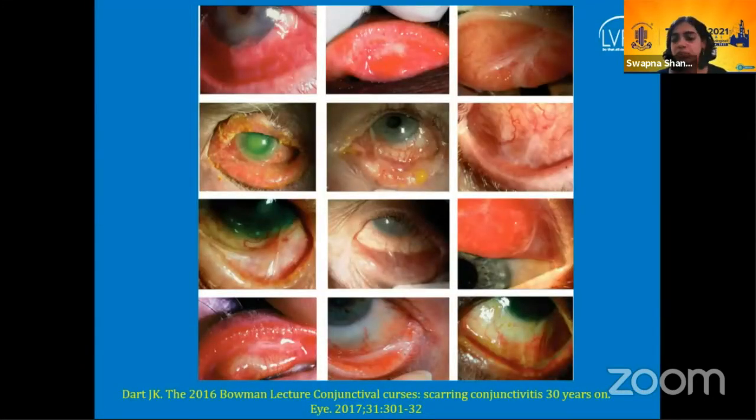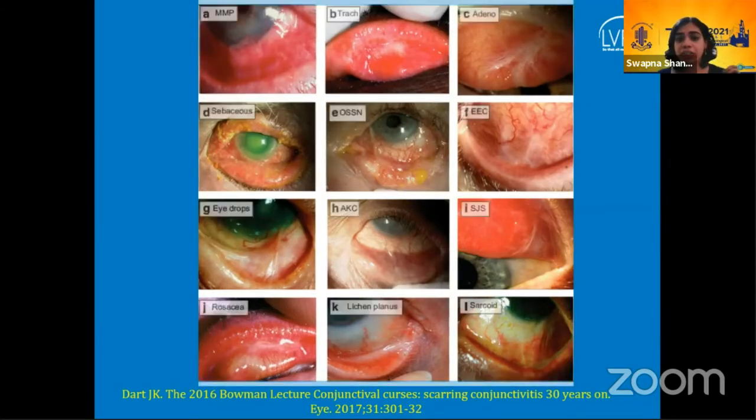This is a beautiful series of images from Dr. Dart's very seminal paper on cicatricial conjunctivitis, where the findings are the same in all these eyes. However, the etiology is different in every single eye. So it shows us there is so much that we need to rule out in these kinds of cases, and it can belong to any one of these entities.